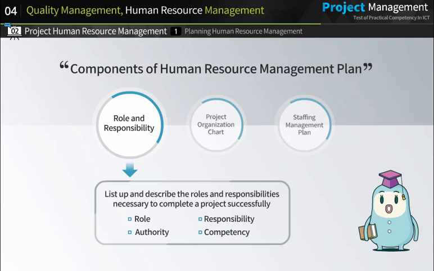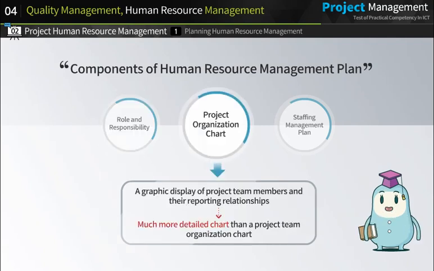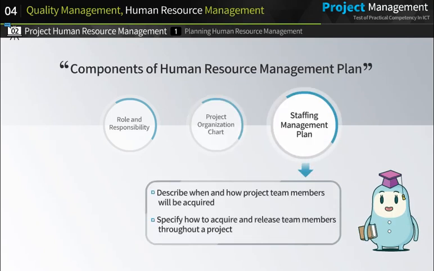The role and responsibility lists up the roles and responsibilities necessary to complete a project successfully. The project organization is a graphic display of project team members and their reporting relationships. It is a much more detailed chart than a project team organization chart. The staffing management plan describes when and how project team members will be acquired and specifies how to acquire and release team members throughout a project.